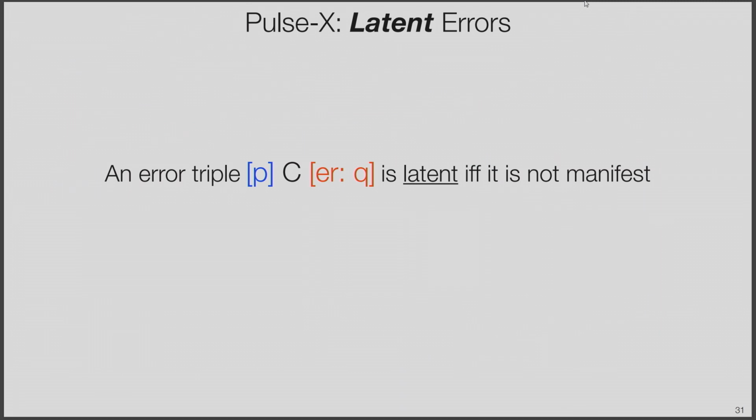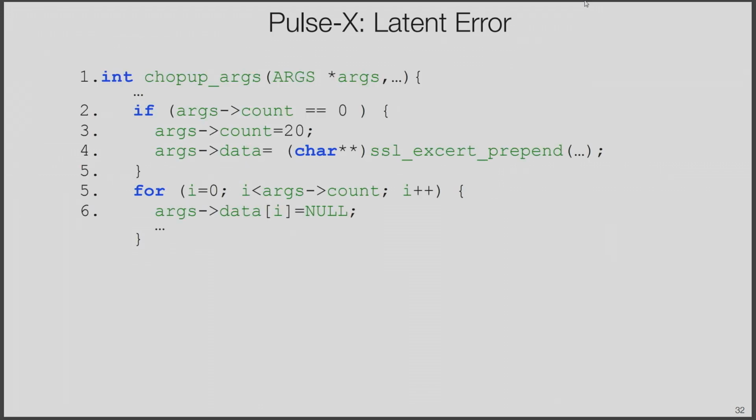Right, so the dual side of manifest errors, what we call latent errors. If something's not manifest, it's latent, meaning that it can occur only for certain inputs. And you saw that, for instance, in the case of the foo example, that only happens if you pass it null.